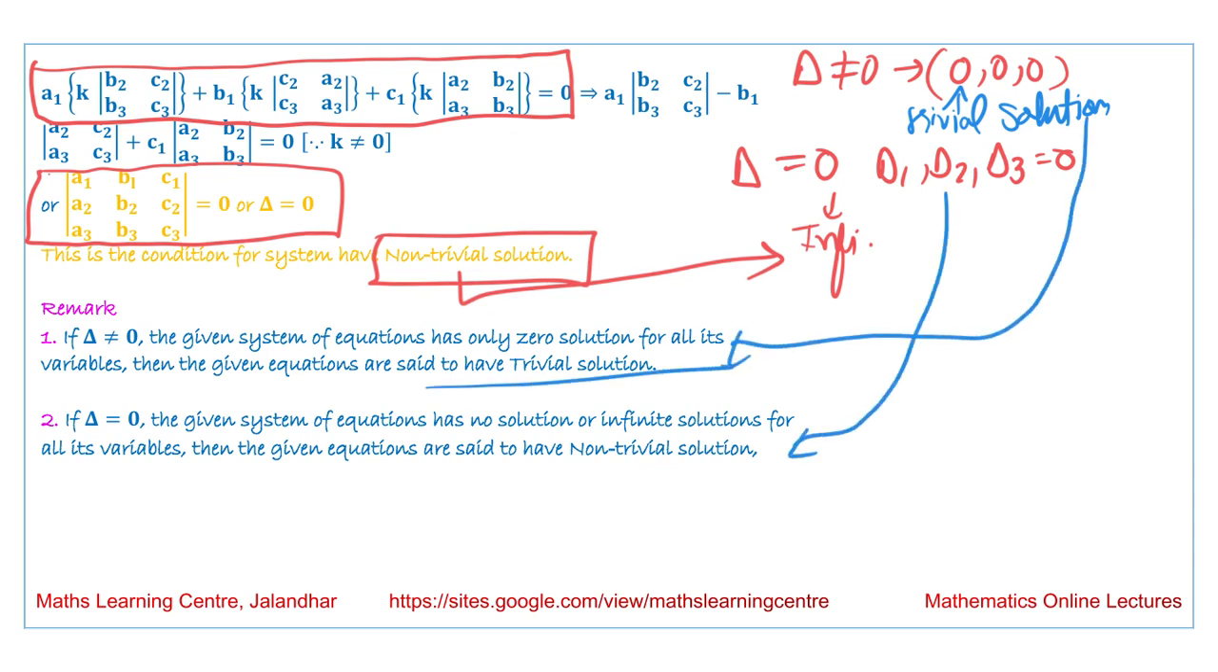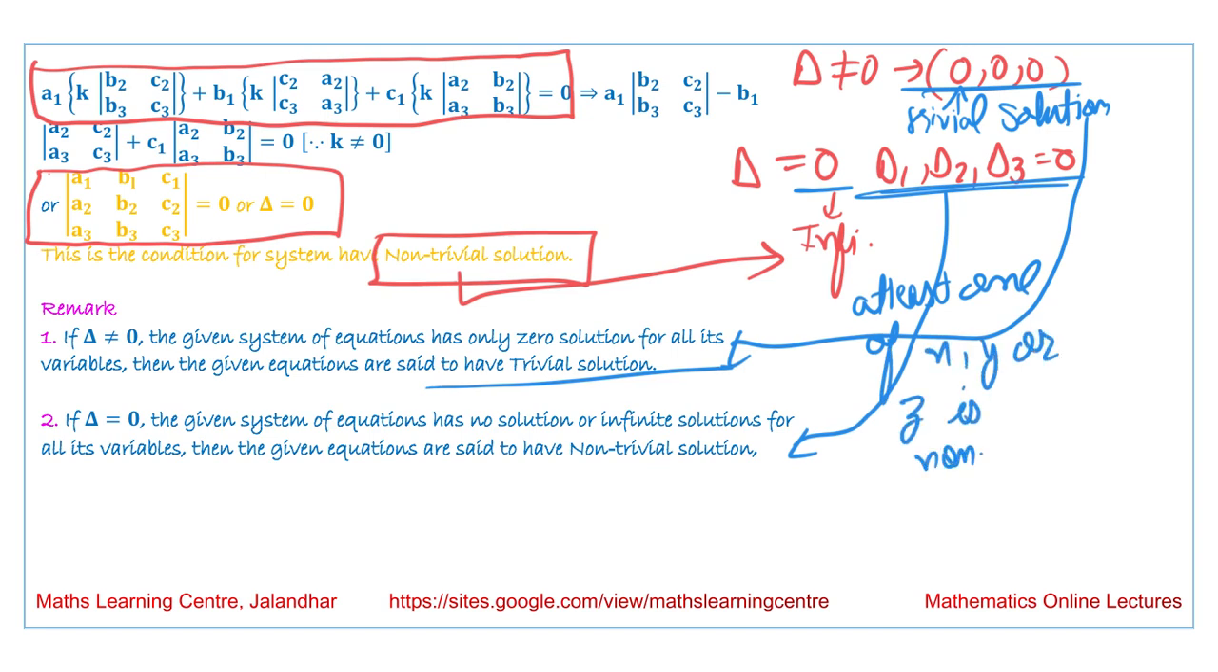The trivial solution means the 0 solution in this case, and non-trivial solution means that we have infinite solutions in which at least one of x, y or z is non-zero. At least one of them is non-zero. That case is called the non-trivial solution. So these are the conditions for existence of the solution, or the trivial and non-trivial solutions, in case of homogeneous equations.